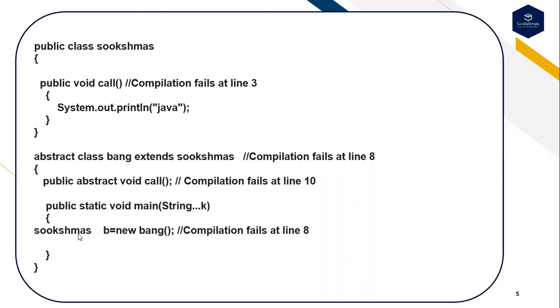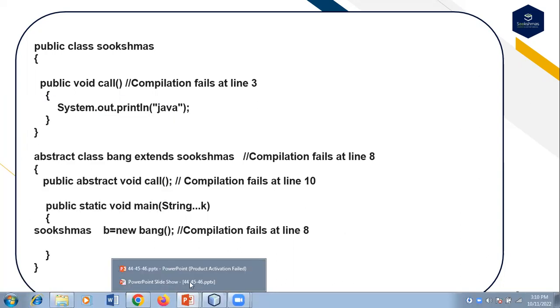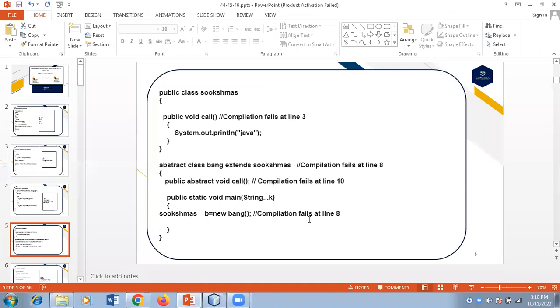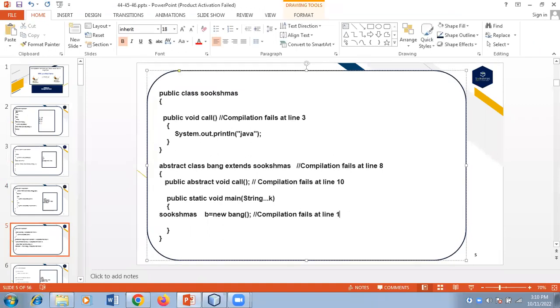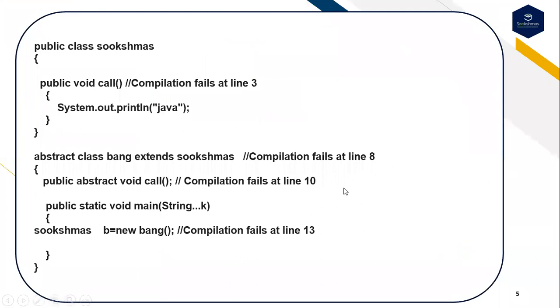Here I'm creating the reference for the A class and an object for the abstract class. Compilation fails at line number 8. These are the following options: line number 3, line number 8, as well as line number 10. Actually, this is not line number 8, this will be 11, 12, 13. This line will be 13 here only, I will correct it. This is line number 3, 8, 10, 11, 12, 13. Okay, fine. Now you can guess the output of this code.